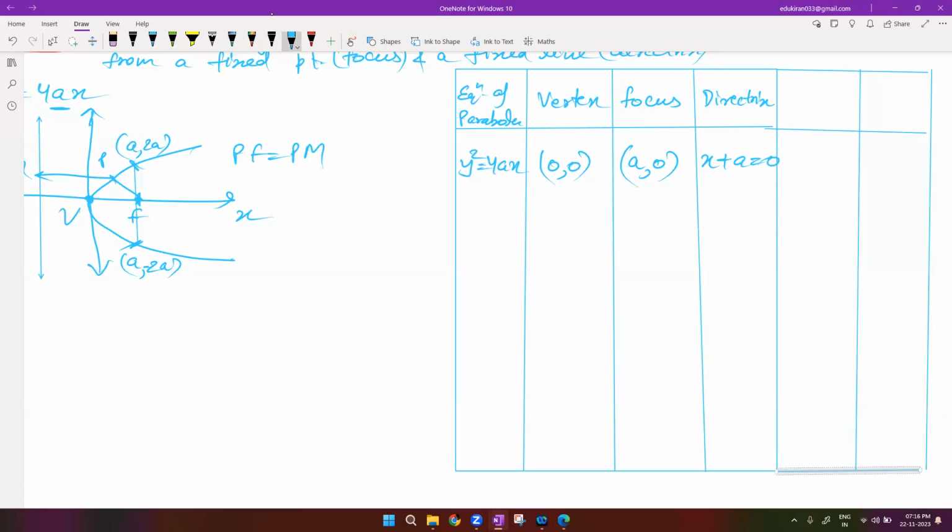So this is latus rectum. These are the coordinates of the latus rectum, and this will be the length of the latus rectum. I'm writing LR for latus rectum. The coordinates of the latus rectum in this case would be a, plus minus 2a. There will be two coordinates for the latus rectum, and the length would be 4a.